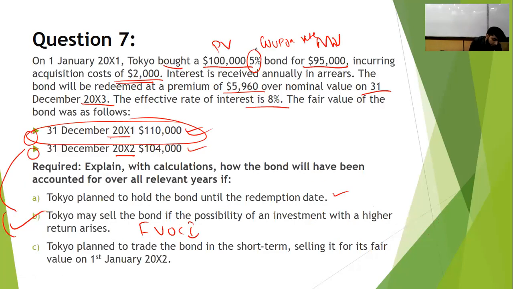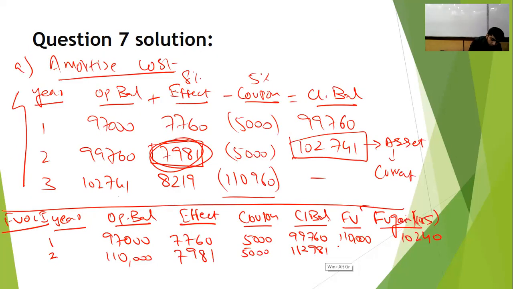Now let me know the market value at the end of year two. What is the market value? It's 104,000. It means the closing balance is 112,981, but the market value is 104,000. Is it increasing or decreasing? Is it a gain or loss? Yes, it's a gain. Oh sorry, it's a loss of 8,981. And remember, the fair value loss will not be recognized in P&L. It will be recognized in OCI.